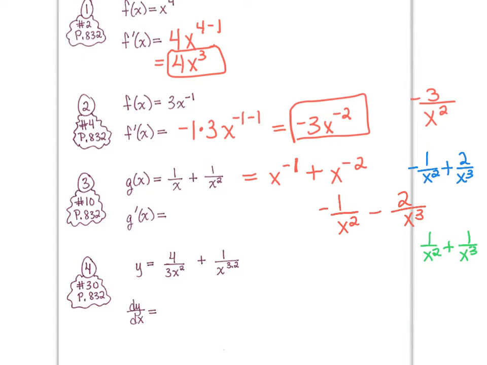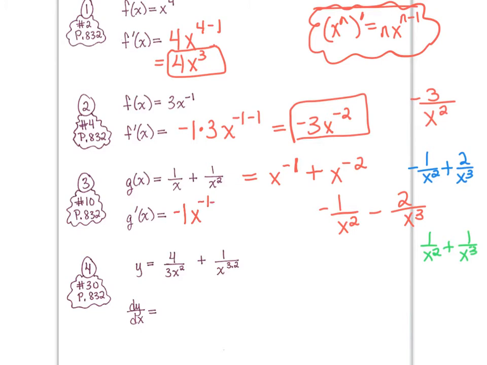Okay, let's take a minute and write it out using the rules from the previous page. Remember, whenever you have x to the n, the derivative is n x to the n minus 1. So that's the rule. The derivative of x to the negative 1 is negative 1 x to the negative 1 minus 1, plus negative 2, because remember we have to bring this down. So negative 2 times x to the negative 2 minus 1.